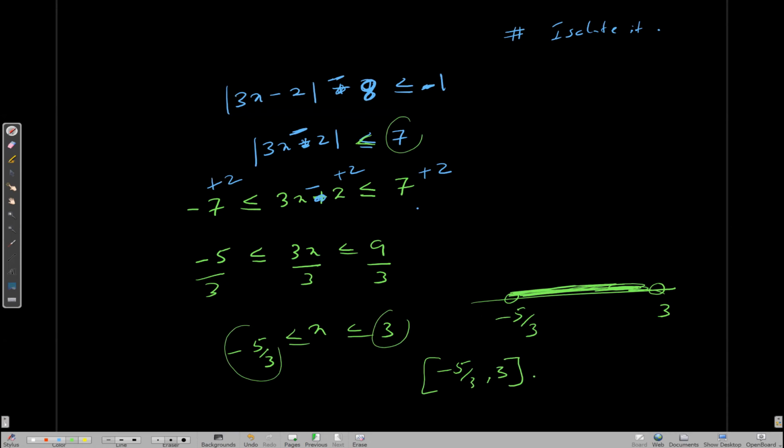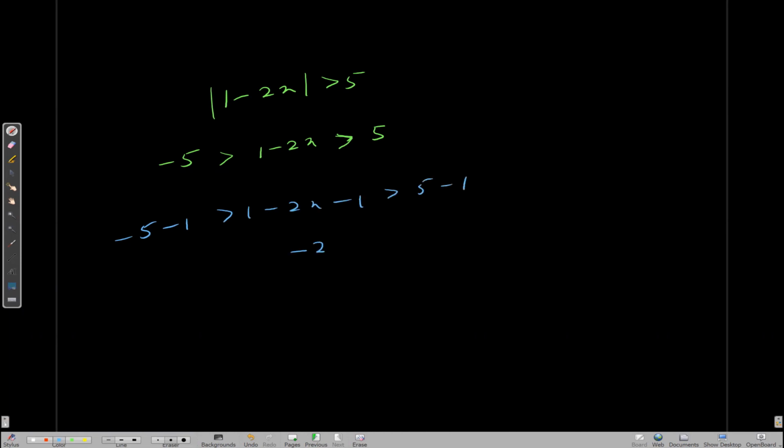How about we do another example? How about this? Absolute value of 1 minus 2x greater than 5. Now, 1 minus 2x, 5 here, negative 5. That's the tip I gave you, that's the technique. Now what you need to do is minus 1 from all three places. So negative 5 minus 1, minus 1, minus 1. So I get negative 2x in the middle, negative 6 and 4, right?